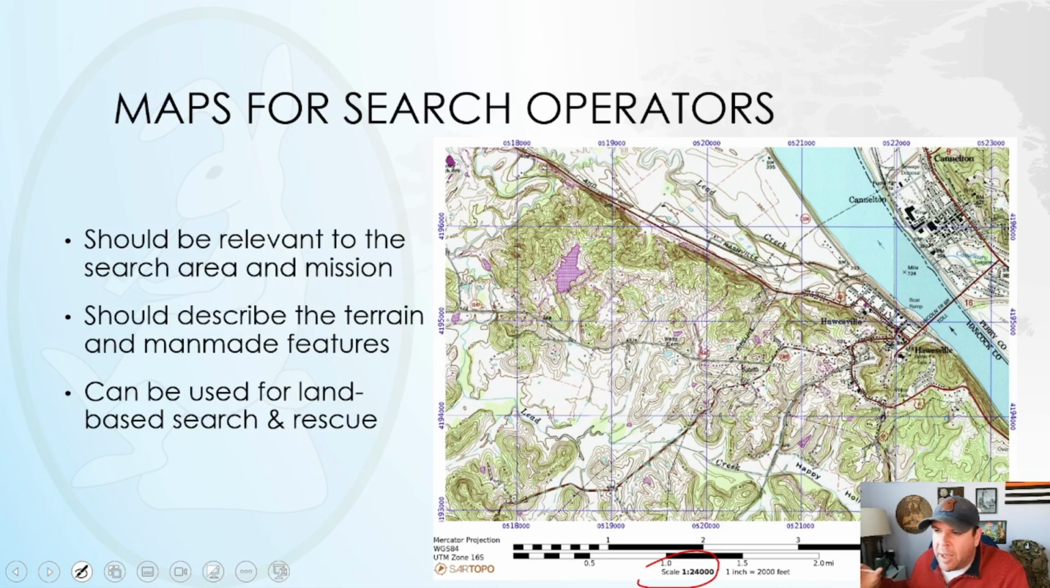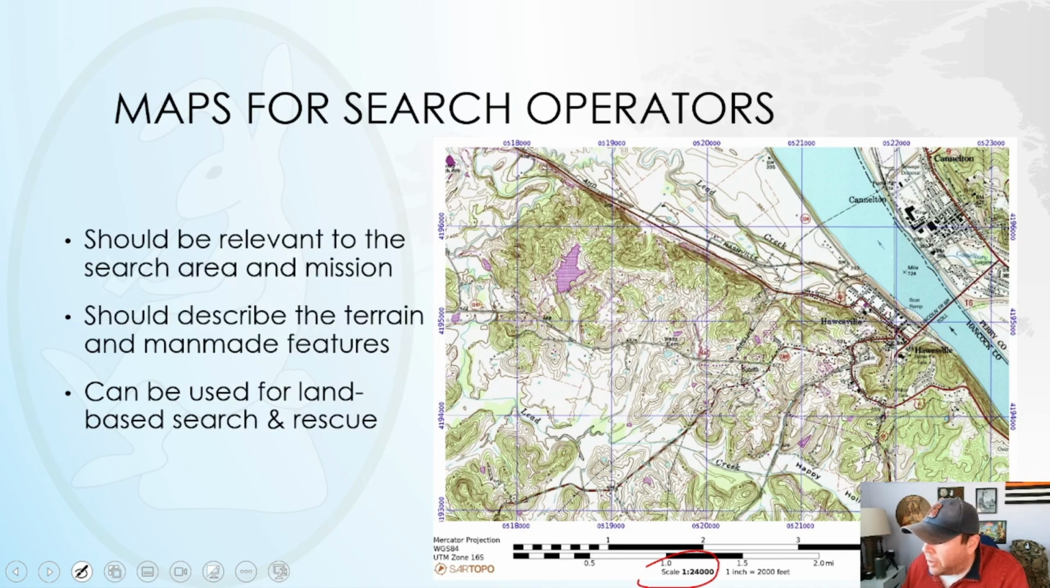It's blown out enough that we can cover a fairly large area on this map, but it gives us enough detail that we can see the terrain, we can see some of the man-made features, and if we need to navigate, we can navigate using this map. And again, maps like this have historically been produced by the U.S. Geological Survey, but can now be produced by multiple sources.